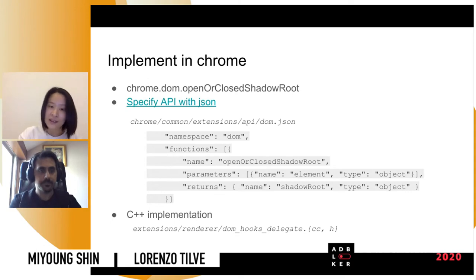IDL, on the other hand, is typically much more readable, especially when the API will have many methods or long descriptions. However, IDL is not as fully featured as JSON in terms of supported properties on different nodes. So if you don't have any special reason, you'd better use JSON. The actual C++ implementation was added in the extensions renderer path. Keep in mind that the API exists in the path of the renderer because it needs access to the DOM object. Typically, the C++ implementation will live in the extensions browser API or Chrome browser extensions API path.